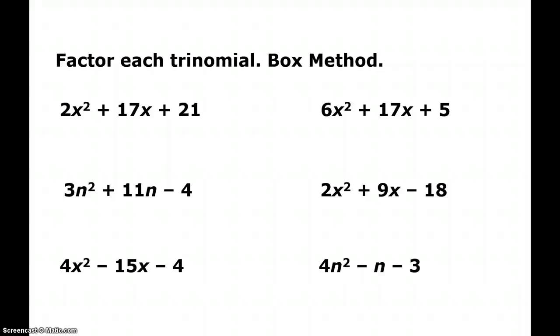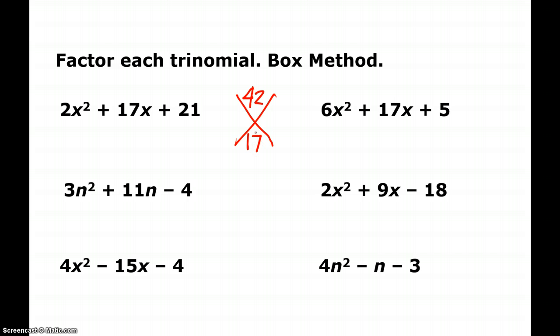So, this method is just a little bit more annoying because normally our numbers get bigger. So we might have to work a little bit harder to figure out what multiplies and what works. So let's try the first one here. We're going to do what multiplies to 42 and adds up to 17.